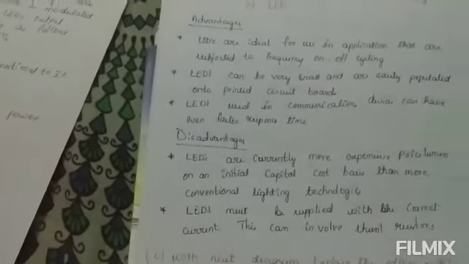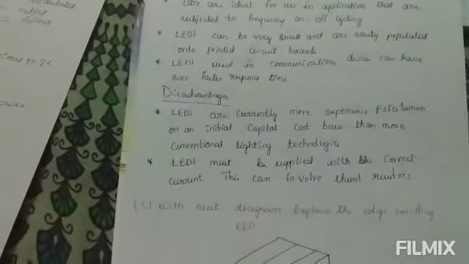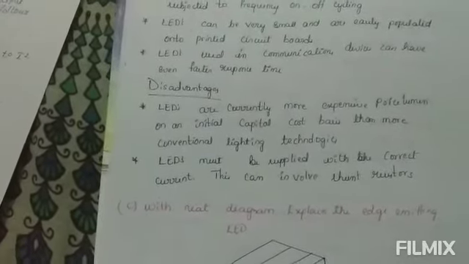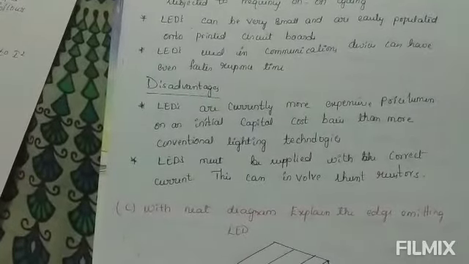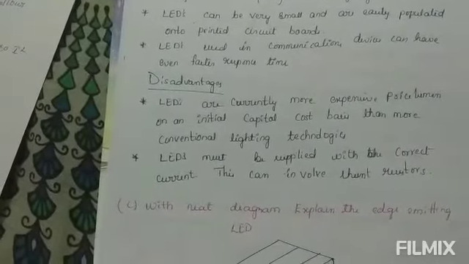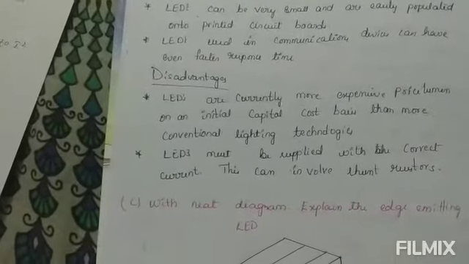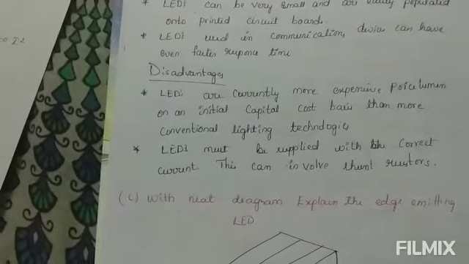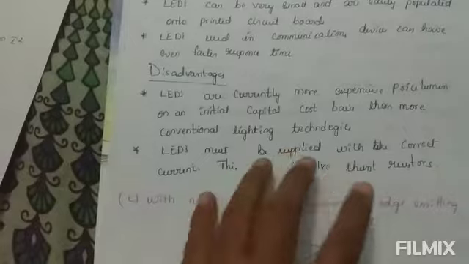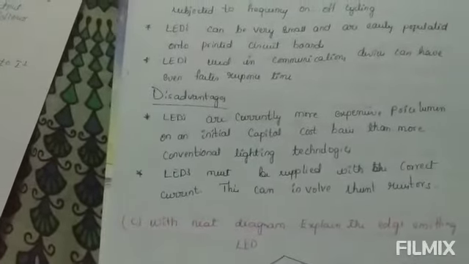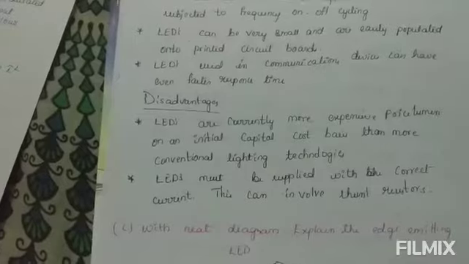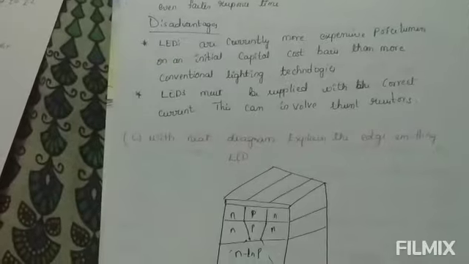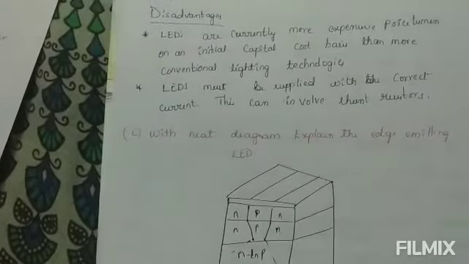And there are disadvantages also in an LED, because the manufacturing technology is very difficult, and the manufacturing of LEDs is very expensive. These are the two disadvantages. This will be carrying 4 marks, advantages and disadvantages, so we can write any 2 advantages and disadvantages of LED.